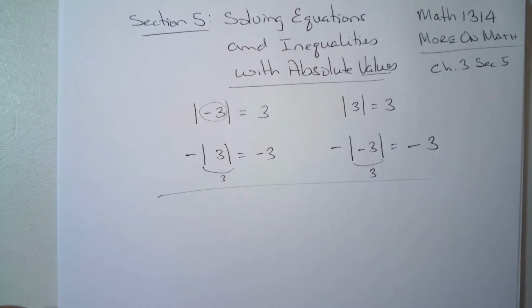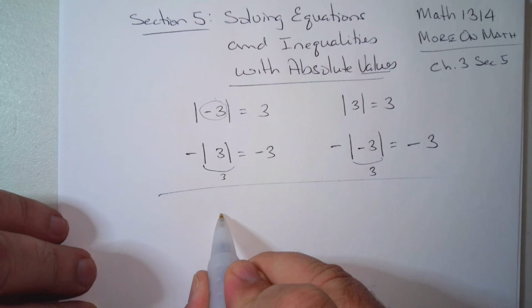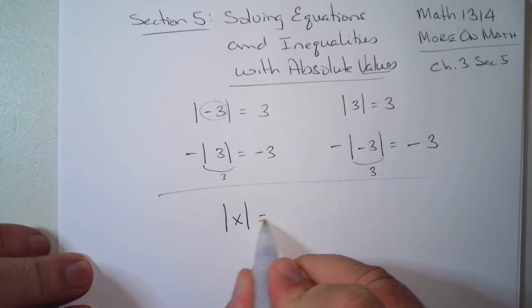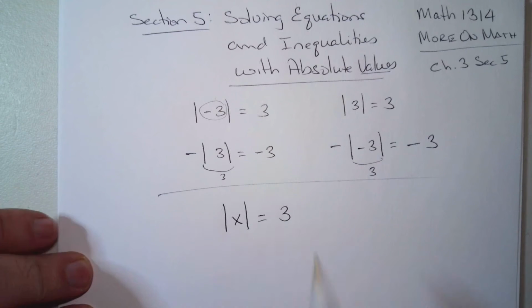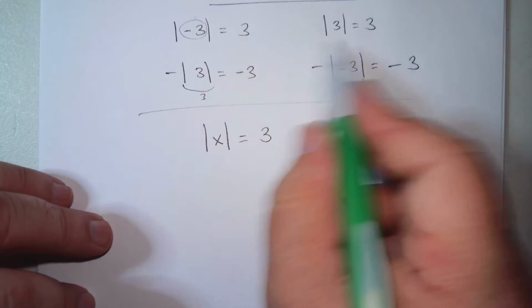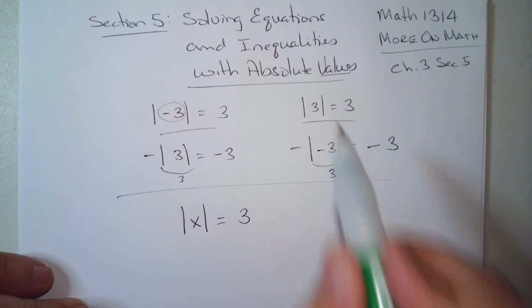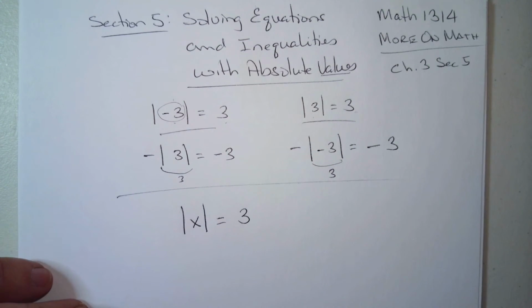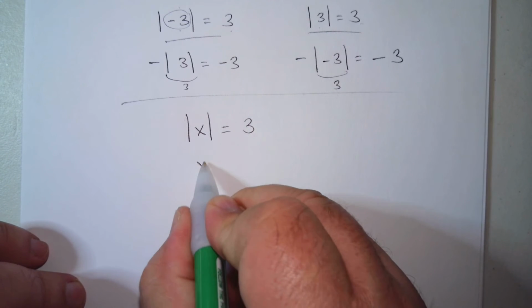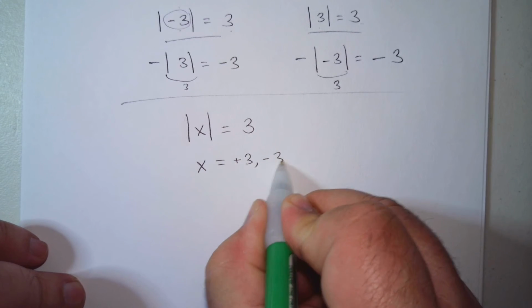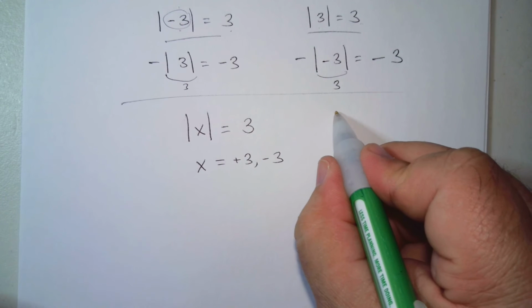Now, those are absolute values. Now, what if we dealt with variables? Let's say if we had absolute value of x equals 3, what can x equal? Well, we just saw up here that if it equals 3, inside there could be positive or negative. So x can either be +3 or -3, which leads us to our rule.